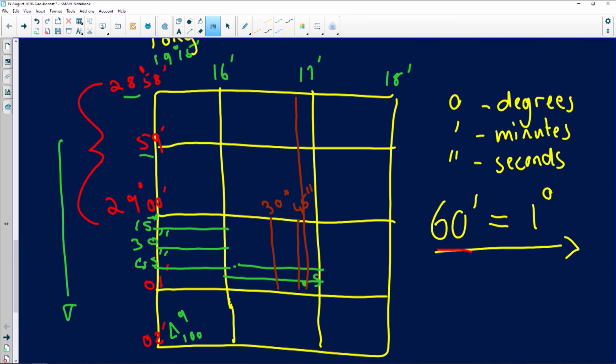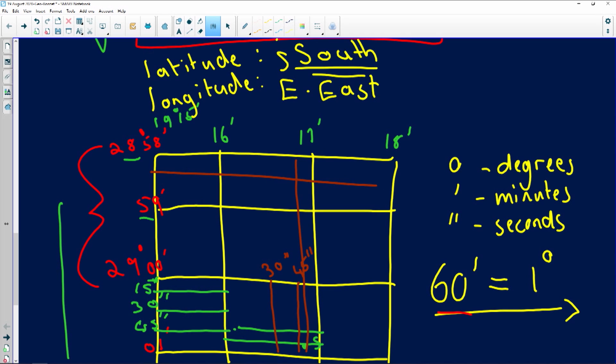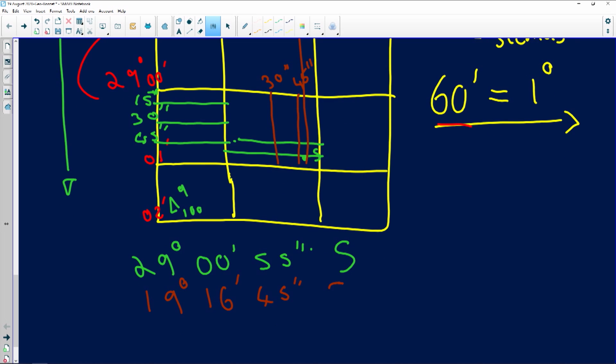And what's the direction we moved into? We moved in an easterly direction. So our coordinates for the school will be 29 degrees, 0 minutes, 55 seconds south, 19 degrees, 16 minutes, 45 seconds east.